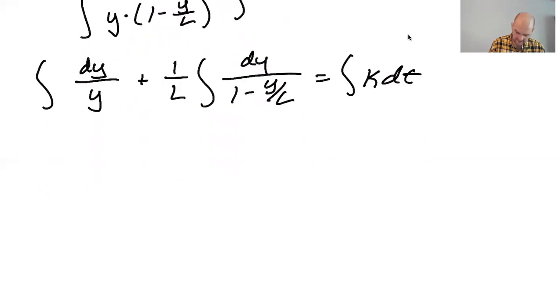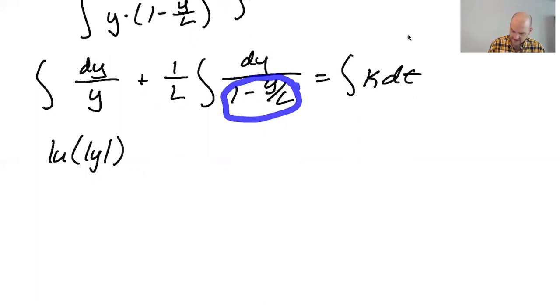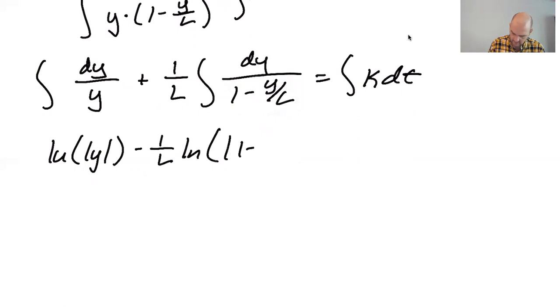Okay, natural log of the absolute value of y. This one's a little tricky because if u is equal to this thing, then du is negative 1 over L, so you need an extra negative. So it's going to be negative 1 over L, the natural log, the absolute value of 1 minus y over L, is equal to kt plus c.